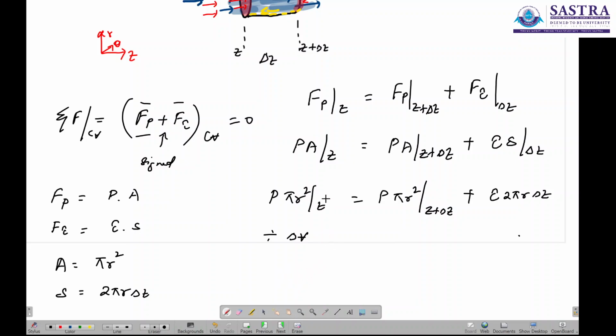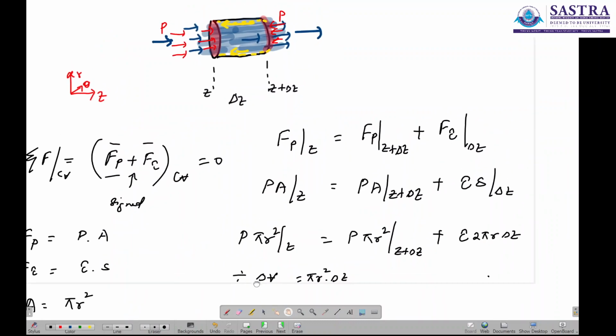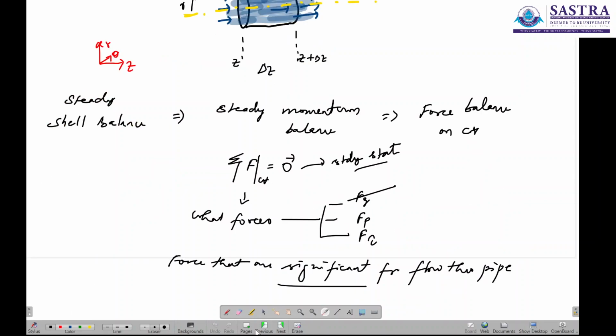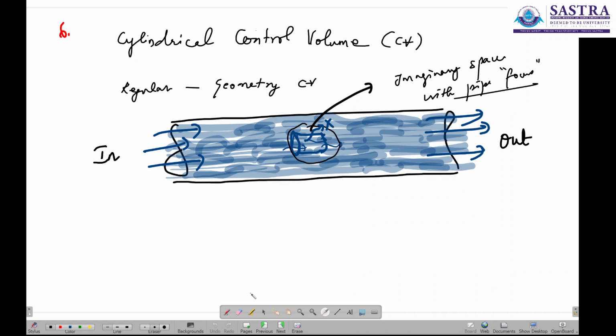What is the volume of this control volume? That is given by pi r square times delta z. That's primarily the volume. Now why are we doing this step? Can you just think, why do we need to divide this equation? That's for a very simple reason that I would explain in this diagram.